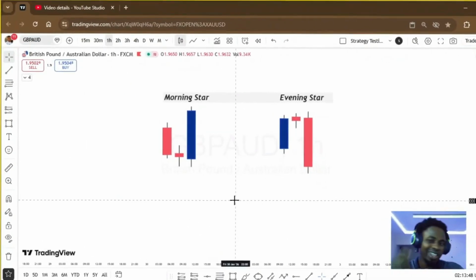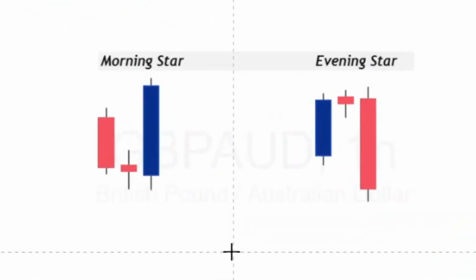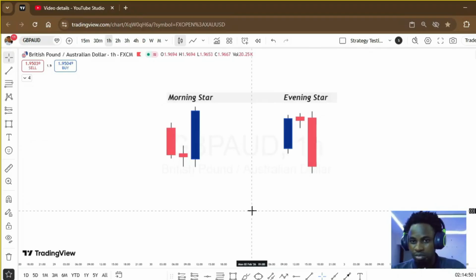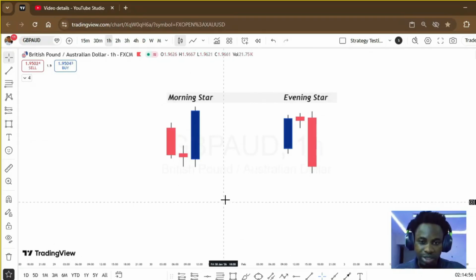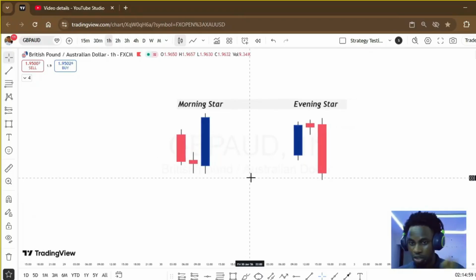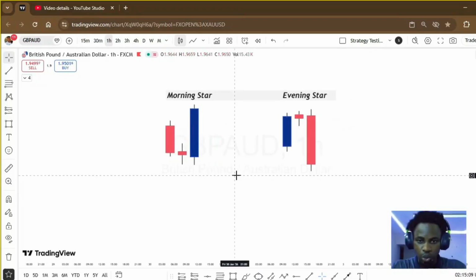The morning star and the evening star candlestick pattern. They are very, very simple and they always happen in the chart every day. It's one of the most common candlestick patterns you can see on your chart all the time. So now let's dive into it.